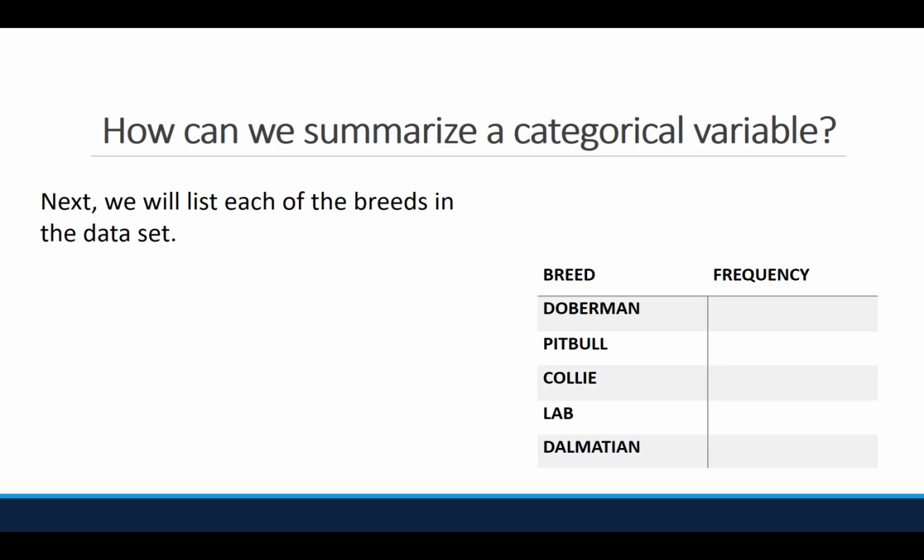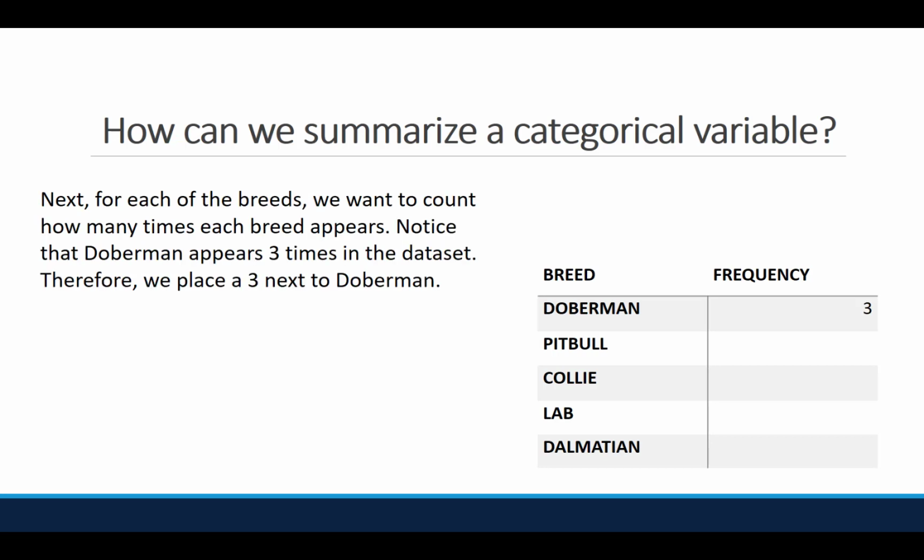Next, we list each of the breeds in the data set. Next, for each of the breeds, we want to count how many times each breed appears. Notice that Doberman appears 3 times in the data set. Therefore, we place a 3 next to Doberman. Pause the video and see if you can finish the frequency table located in the script of the notes.